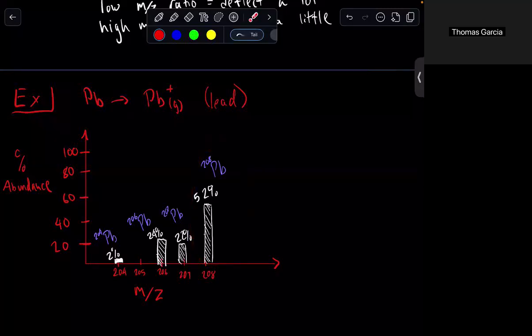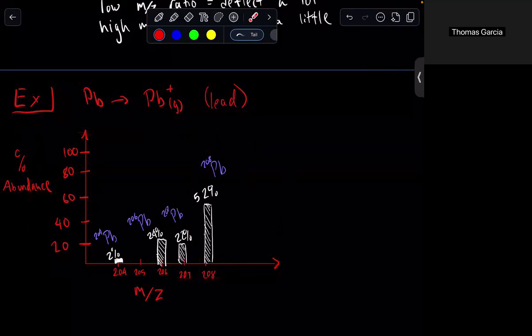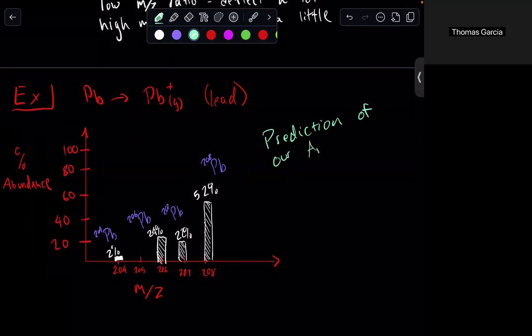So when we look at this graph, we see that lead 208 has a 52% abundance. We can automatically predict, so we can make a prediction of our relative atomic mass for lead.